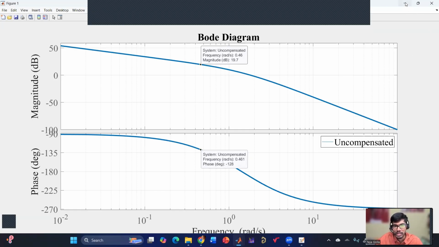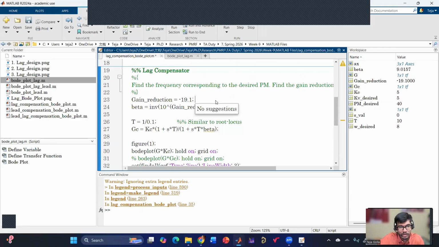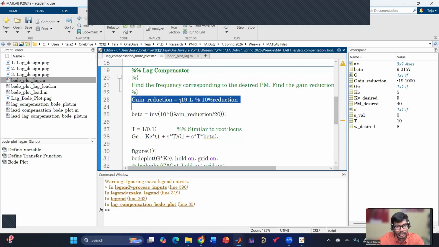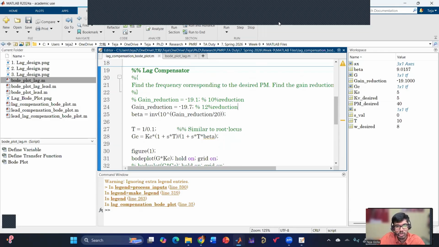So for this, let us check. So this is what I'm getting. For 0.46, I'm getting 19.7. So let me go back to the code, 19.7. So this is for 10 degrees correction. Now I am targeting 12 degrees correction and I got 19.7. So I'll comment this out. And again, I think I have to stop sharing. Sorry for the inconvenience. Let me run it and then start resharing.